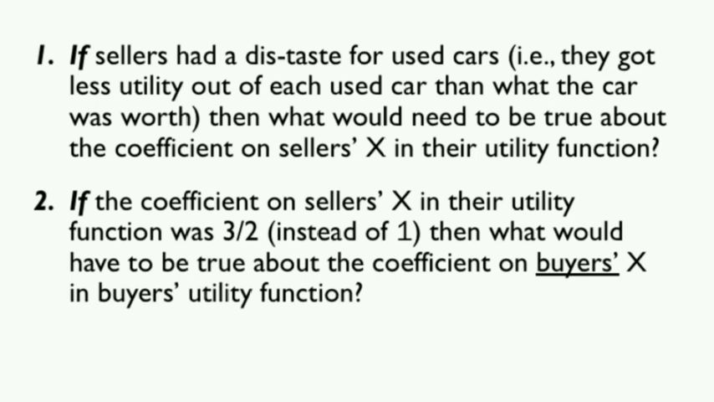Question two is, if the coefficient on seller's X in their utility function was 3/2 instead of the 1 that's implicitly sitting in front of the X right now, then what would have to be true about the coefficient on buyer's X in buyer's utility function? Once you have both of these questions answered, then you will be good to go for the rest of the day.